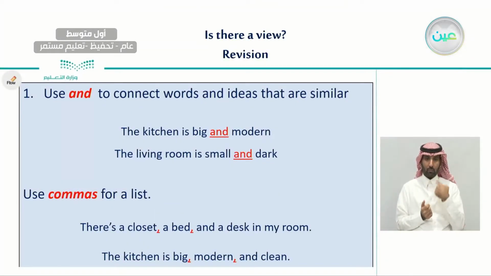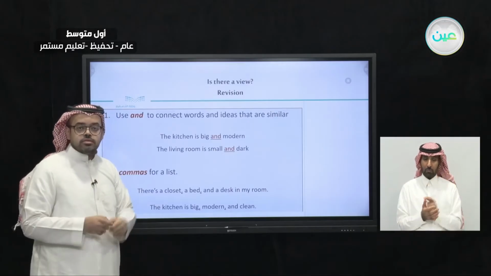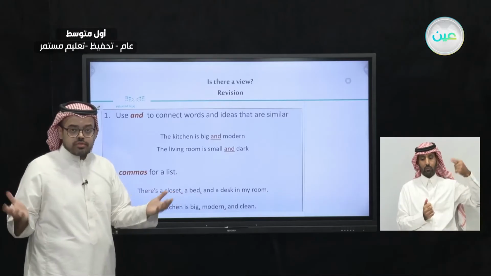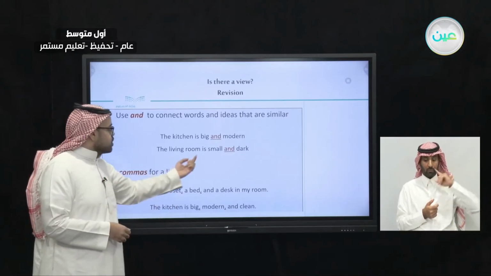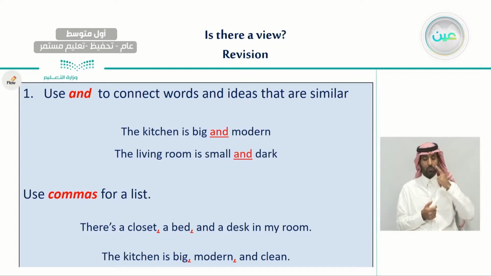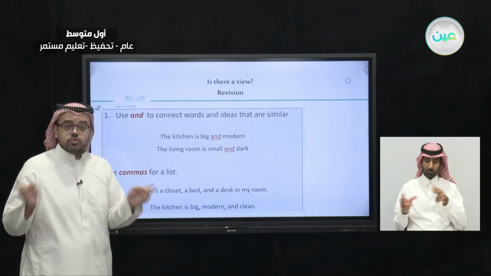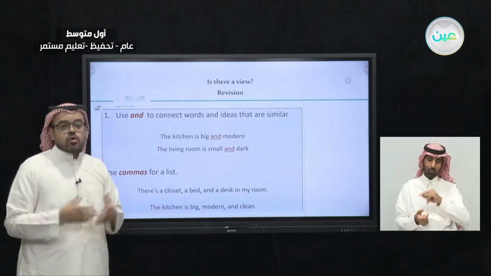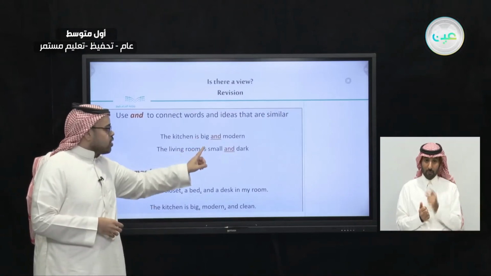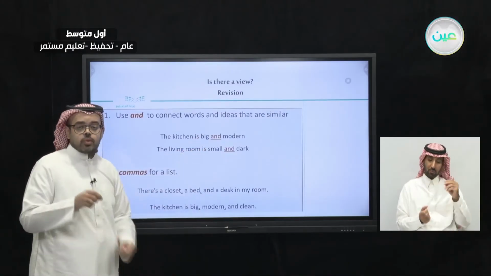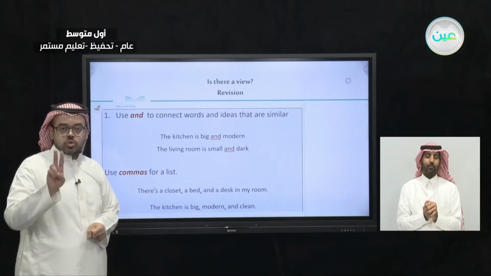We talked about and, and we said that we use and to connect words and ideas that are similar. For example, we said that the kitchen is big and modern, big and modern. So these are 2 good things. And we also said the living room is small and dark. Small and dark. These 2 things are not very good, but we also use and with them. So no matter if the adjectives are a good thing or a bad thing, we still use and if we want to connect 2 things or 2 words.